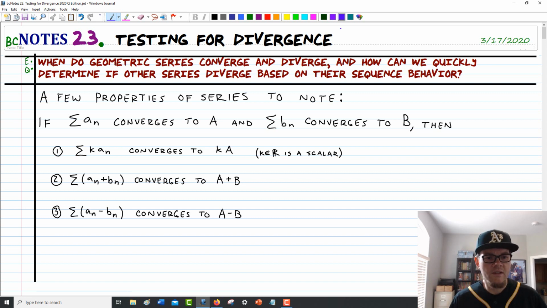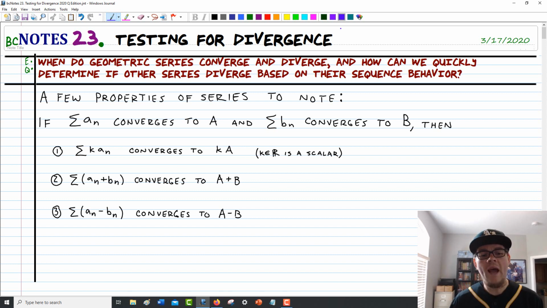The first one says that the sum of k times a sub n, meaning that we're multiplying all the terms of a particular series by k, converges to k times the sum of the series. It's like you can factor out a GCF of k, add up all those terms just like you did before, and then multiply the result by k. Very straightforward to think through. If you need to look at an example or think about it a little bit, you can probably make this work out. But the first one is a scalar multiple property of series, or I should say convergent series.